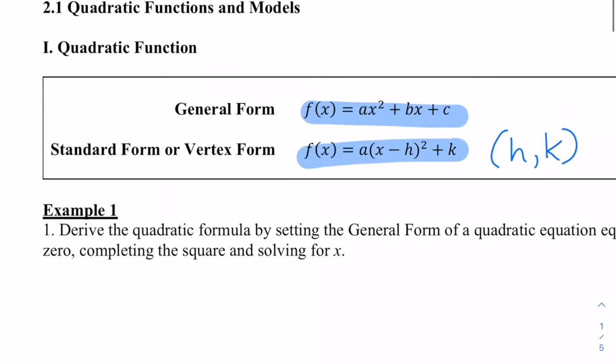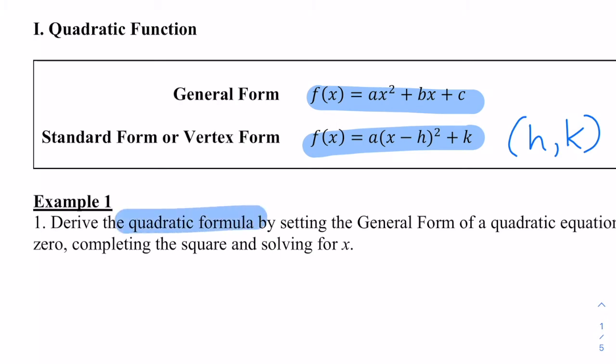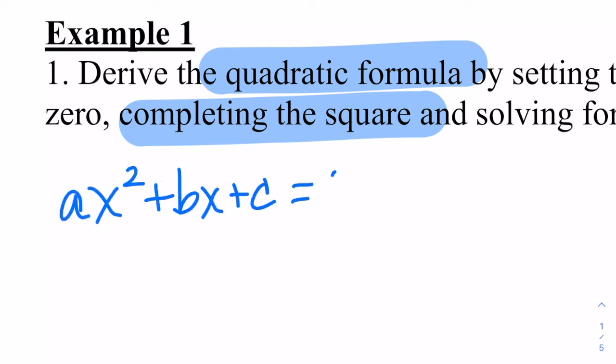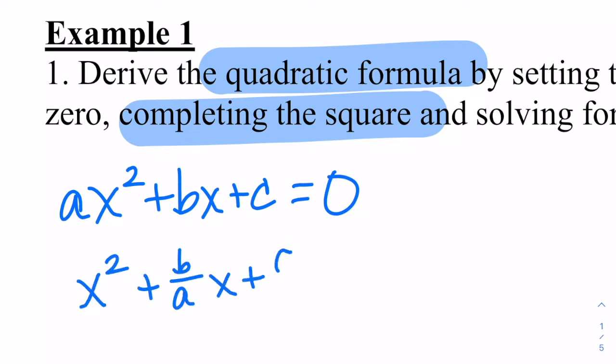For the first example, we're going to derive the quadratic formula by setting the equation of the general form equal to 0, completing the square, and then solving for x. So the equation in general form is ax squared plus bx plus c. When I set that equal to 0, I'm going to now complete the square. The first step is to make sure we divide everything by a, because our leading coefficient needs to be 1 before we complete the square.